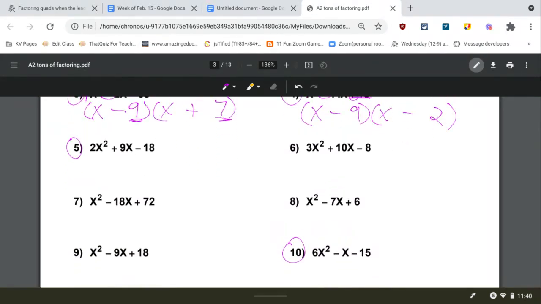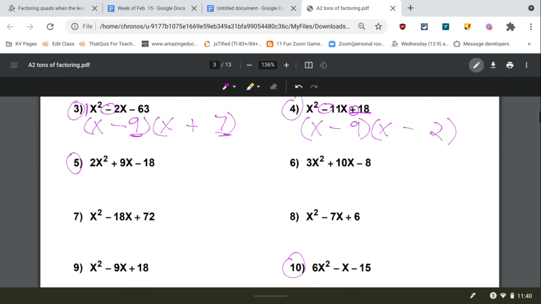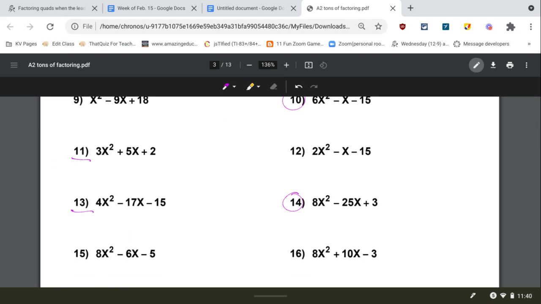Okay, let me look at some of these others here. I had number 5 circled, but I don't think I'm going to... I guess I'll come back and mention that one, but let's look at number 11. Yeah, let's look at number 11.